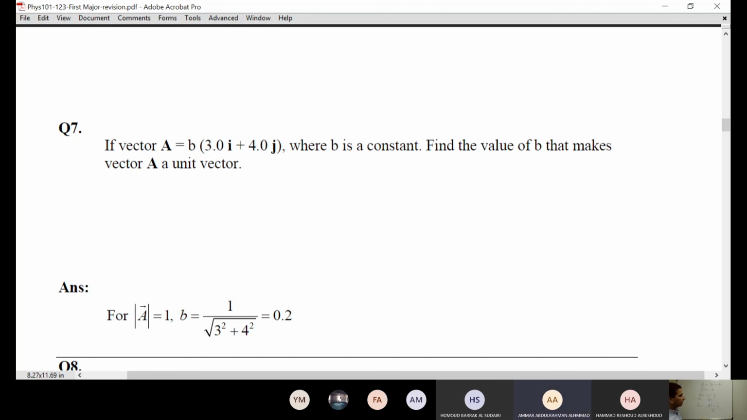Now, I make the comparison of this equation, which I derived, with the equation shown in the problem, which is A equals B times (3i plus 4j). When you compare this equation with this, what do you get? What is the value of B? Yeah, it's 1/5. It's clear now. Thank you. Okay, no problem.